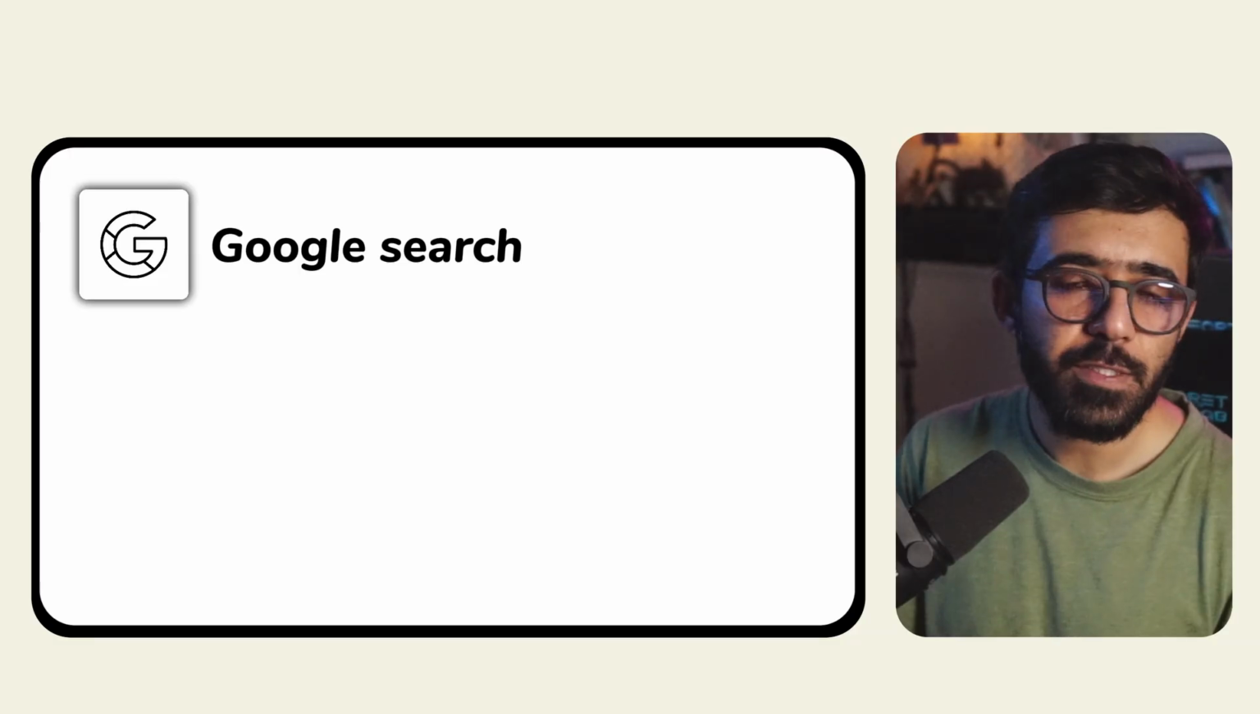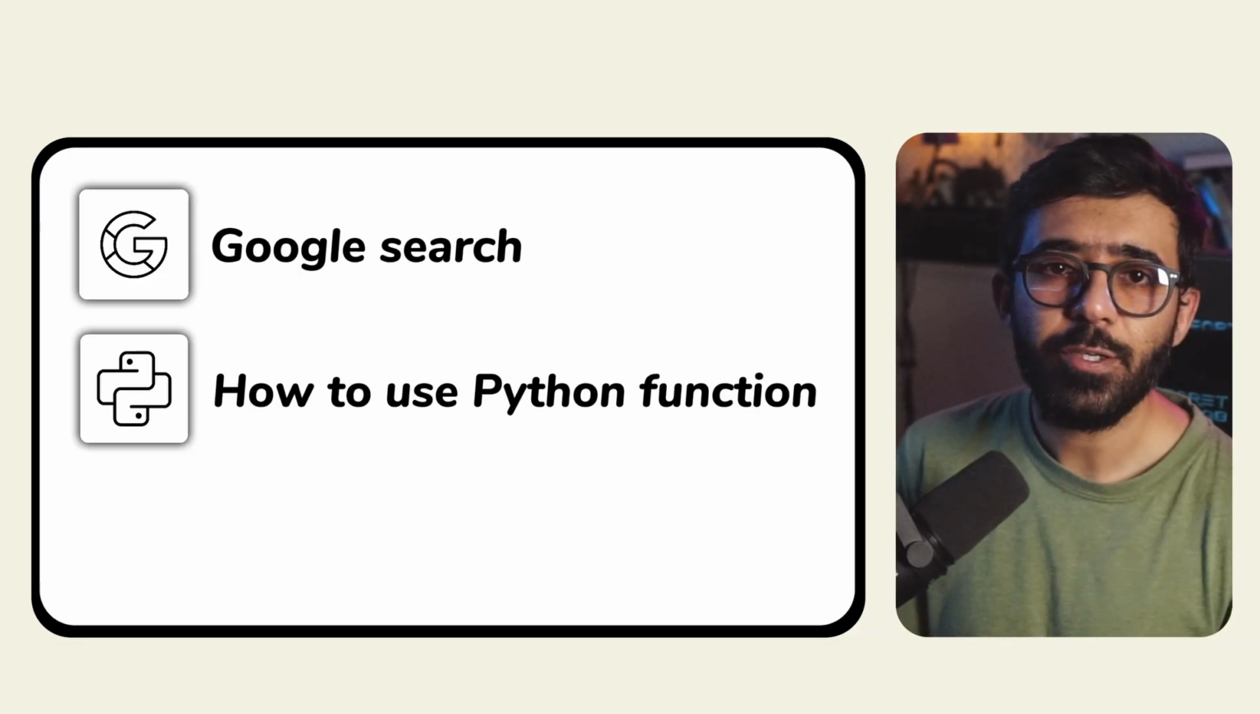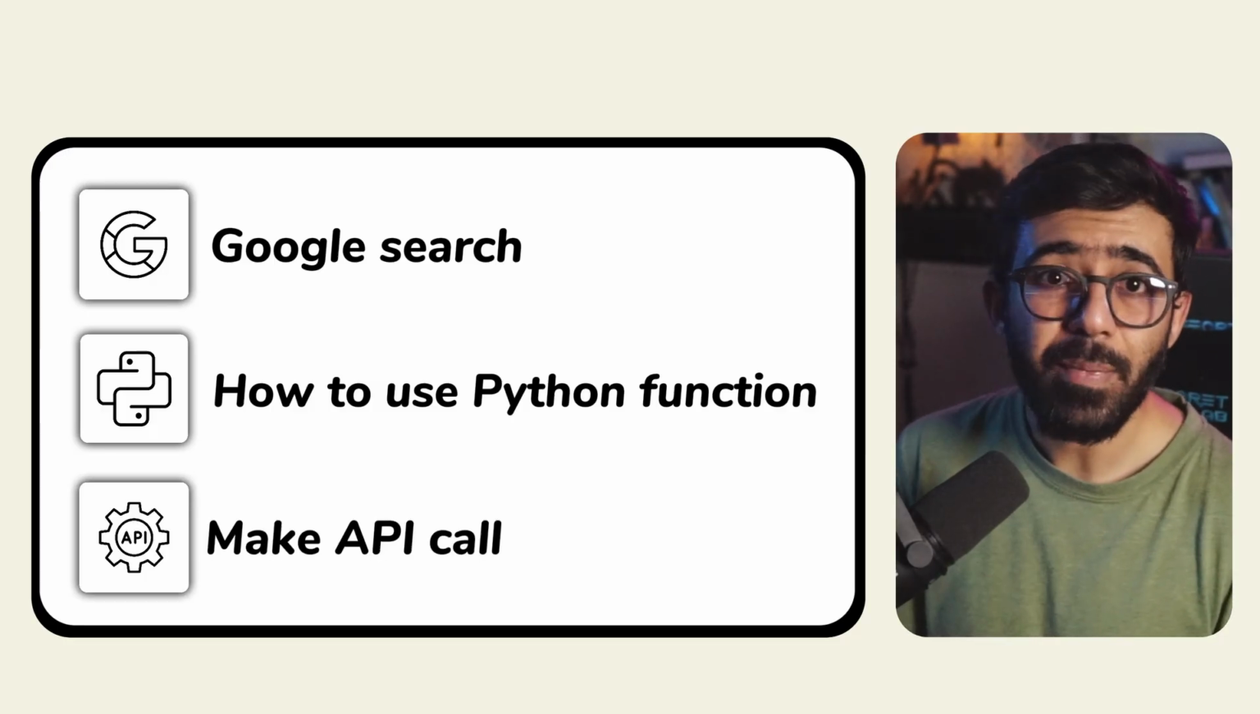In the previous video, we looked at how we can create agents with certain tools. For example, we saw Google search. We also saw how to use a Python function as a tool. We looked into a tool that could get us the current date and time, as well as a tool that can make an API call.